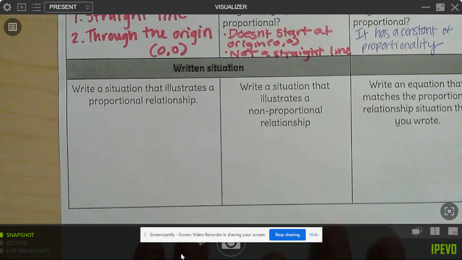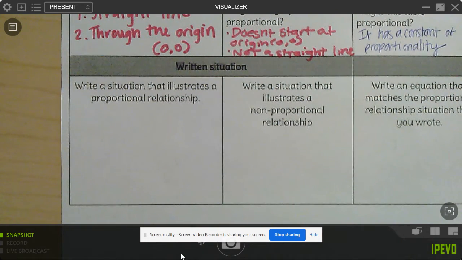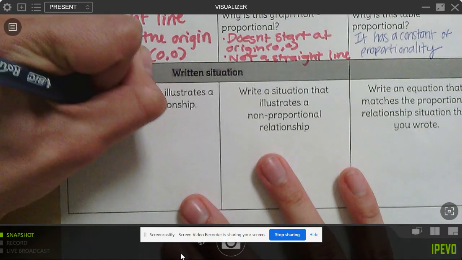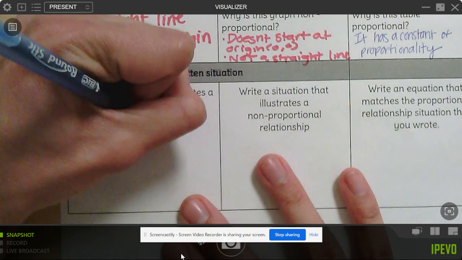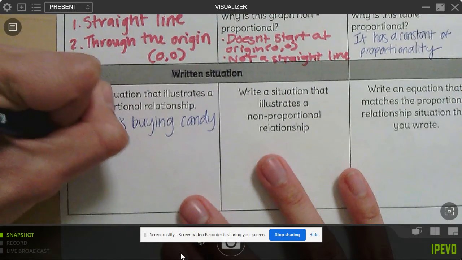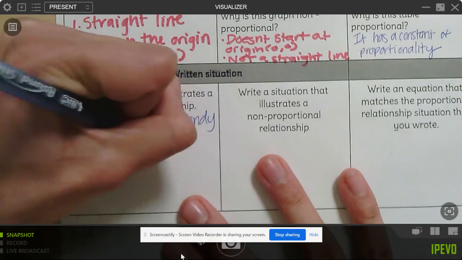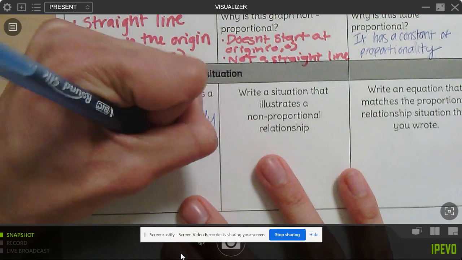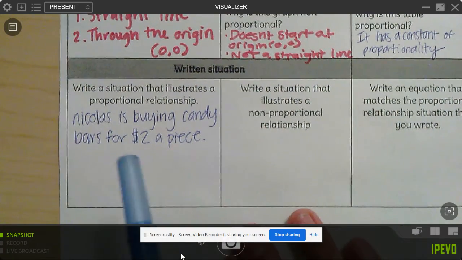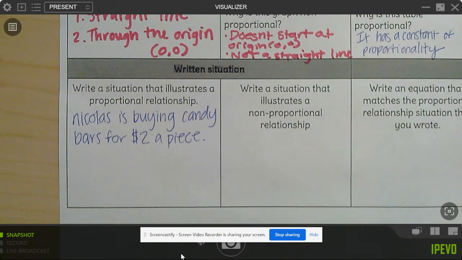Okay, so for written situations, remember proportional relationships, they don't have a starting value, it's just a constant multiple. So an example of a proportional relationship could be Nicholas is buying candy bars for $2 a piece. That's proportional because it's just going to be $2 times however many candy bars he buys.